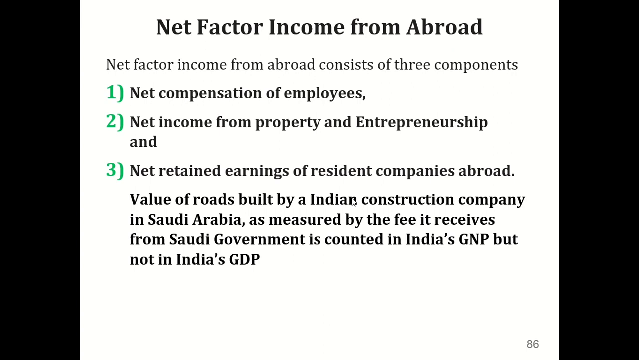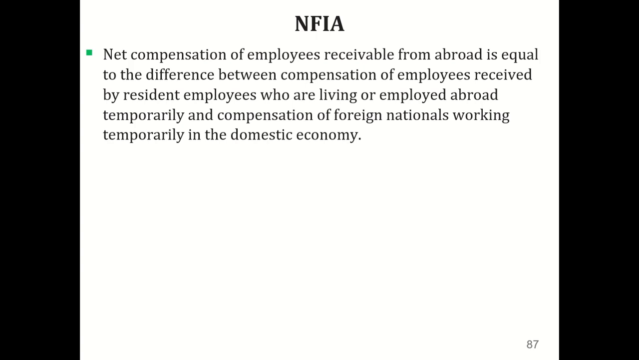Now coming to the first component, the net compensation of employees. What does it tell? Net compensation of employees receivable from abroad is equal to the difference between compensation of employees received by the resident employees who are living or employed abroad temporarily and compensation of foreign nationals working temporarily in the domestic economy. Why are we using the word temporarily? It has an implication. Whom do we categorize as temporarily staying in India, or for that matter in a particular country?